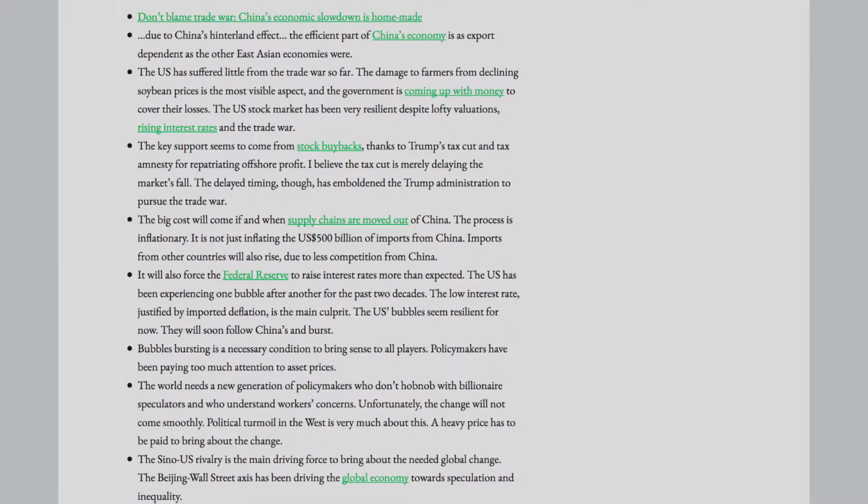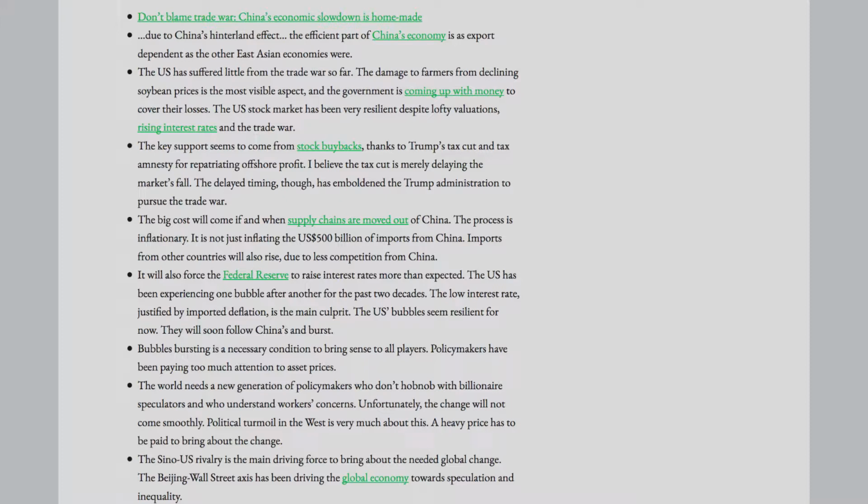Due to China's hinterland effect, the efficient part of China's economy is as export-dependent as the other East Asian economies were. The U.S. has suffered little from the trade war so far. The damage to farmers from declining soybean prices is the most visible aspect, and the government is coming up with money to cover their losses.